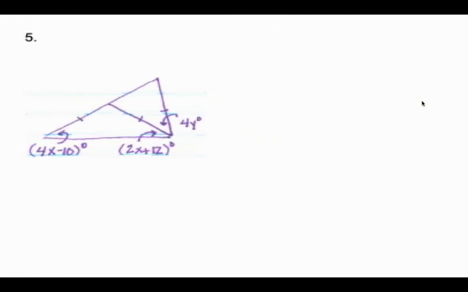So we want to deal with the 2 triangles that have sets of congruent sides. So we can use our base angles theorem. For this problem, we have our triangle on the bottom left that has 2 sides marked the same. It has the left angle identified as 4x minus 10, and it has the right angle identified as 2x plus 12.